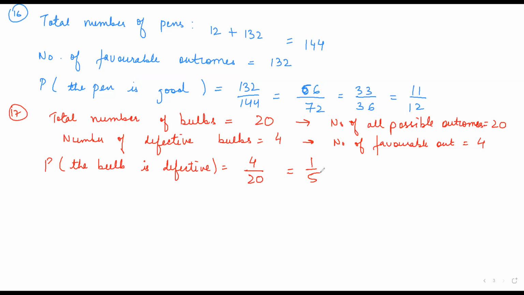Now, what is the probability that this bulb is not defective? First of all, let us find out how many good bulbs there are. The number of good bulbs will be 20 minus 4, so it will be 16, correct?